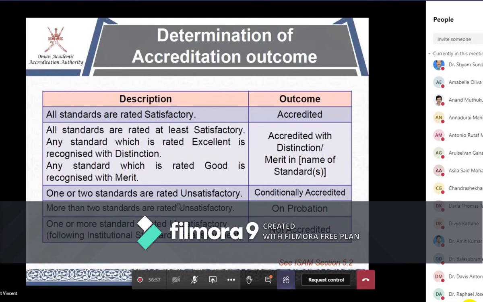If more than 2 standards are unsatisfactory, that is 3, 4, 5, then we will be on probation, and we will be given a time of 1 year to work on it, and then they will come for assessing us again. If 1 or more standards are rated unsatisfactory, that means we are not going to be accredited at all. So these 3 are the red lines here: conditional accreditation, on probation, and not accredited.